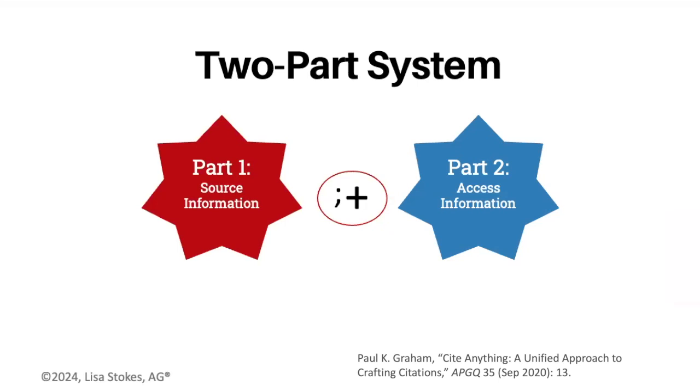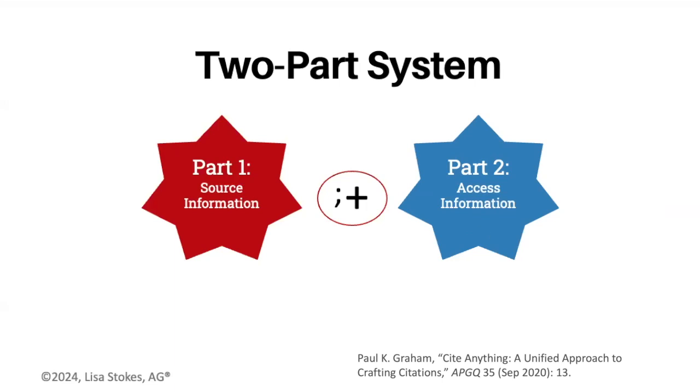I like to use a two-part system for my citations. It's very similar to Paul Graham's system. If you're interested in learning more about his system, you could read this article. I put all of my source information into the first part, so everything about that specific source. And then I have a semicolon, and then I add the second part, which is all the access information. If I have a citing layer, it is included in the second part of the citation.